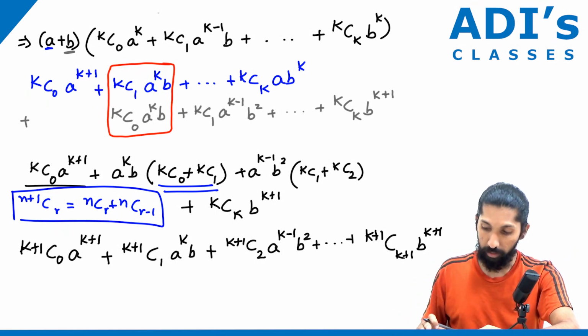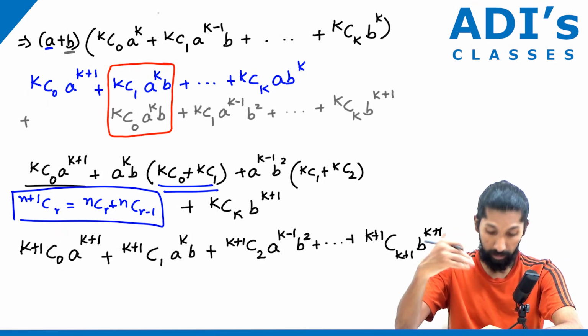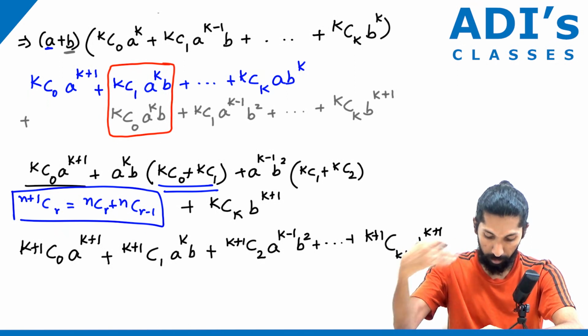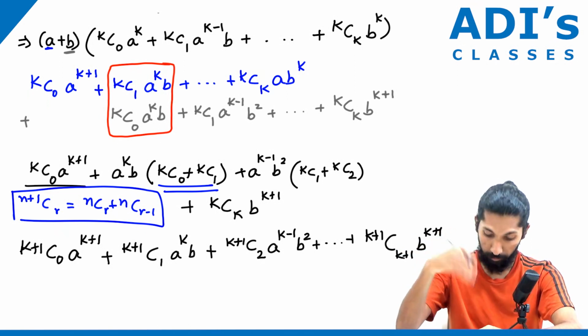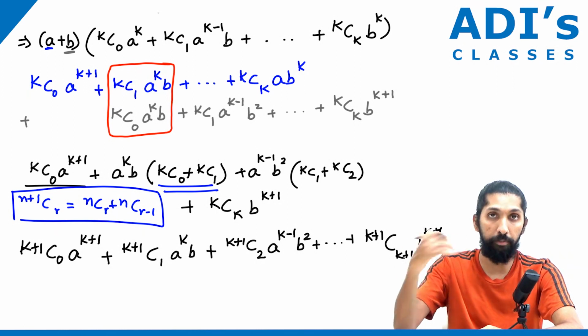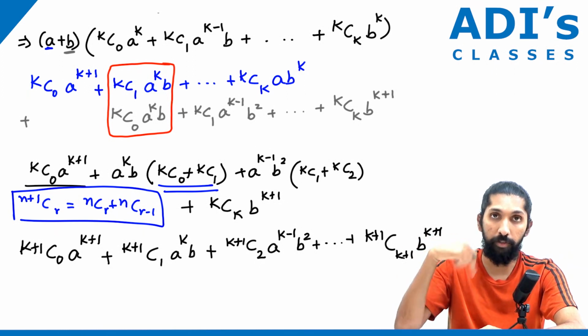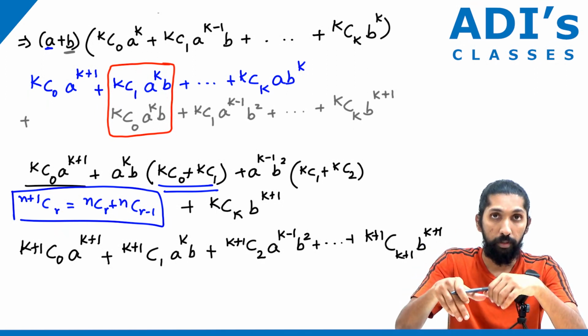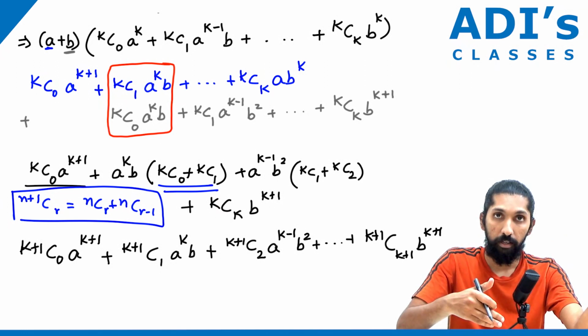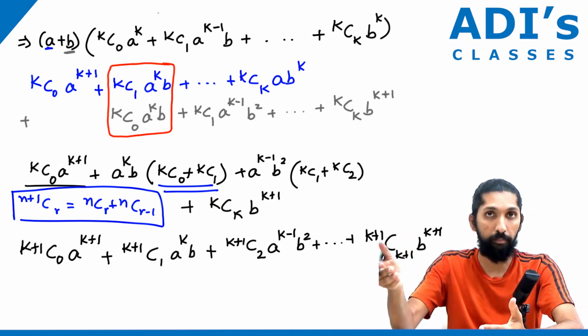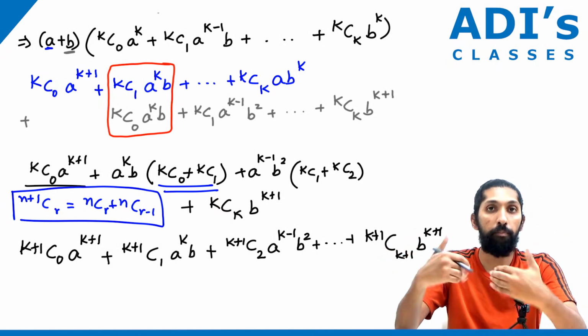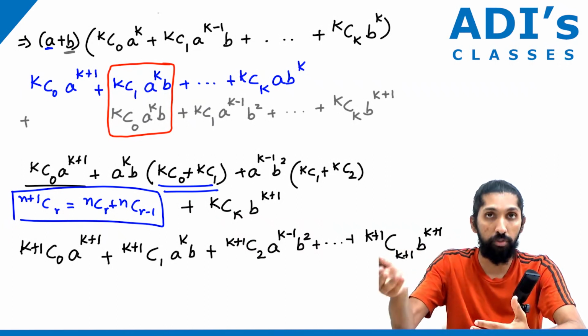Now look at the result. What you have: (k plus 1)C0 a to the power of k plus 1, (k plus 1)C1 a power k into b. Don't you think this is the same as P of k plus 1? Isn't it? So what did we prove? From P of k, when we assume P of k, we proved that P of k plus 1 is true. Correct?